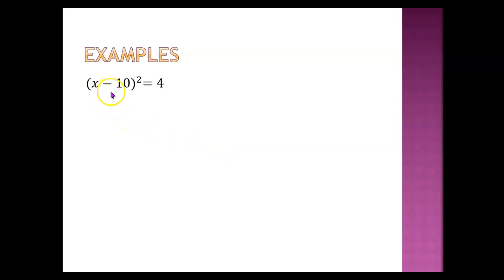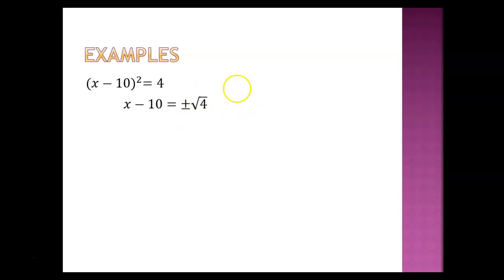Now in this example, it's not just x that's being squared, it's x minus 10 that's being squared. But it's still the same pattern. We have something squared equal to a number. And so the something, not just x, but x minus 10, equals plus or minus the square root of the number. So we go from something squared equal to a number to the something being equal to plus or minus the square root of that number.